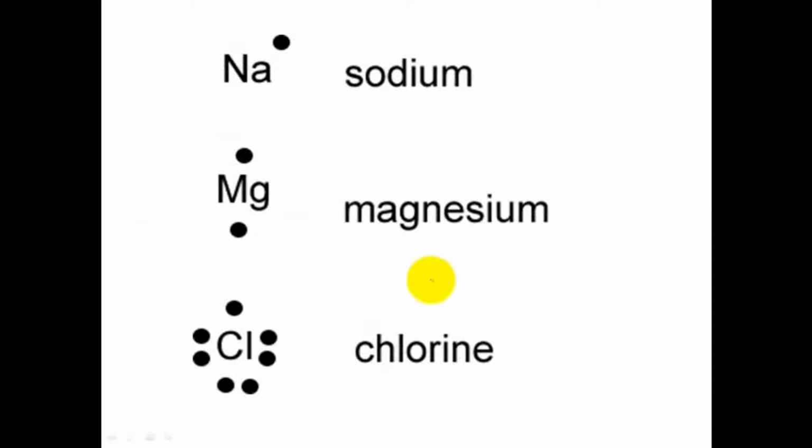There's examples here. Sodium is located in group number 1, therefore it has 1 valence electron and 1 dot representing its outer shell electron. Magnesium is located in group 2, and therefore you see 2 outer shell electrons, and chlorine is in group number 7 and has 7 outer shell electrons.